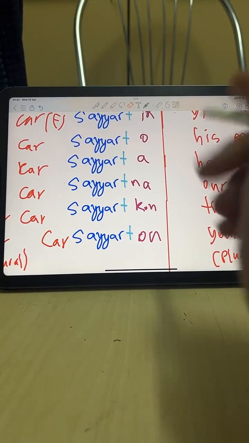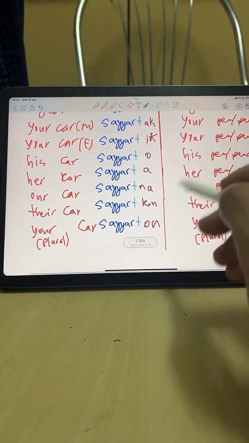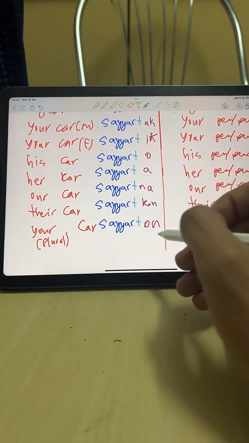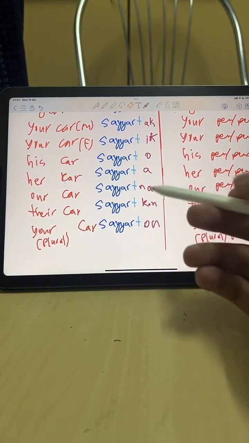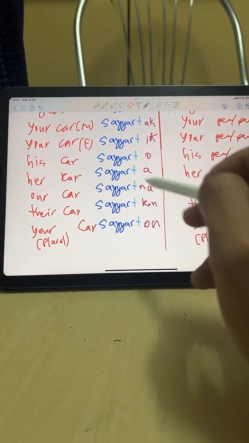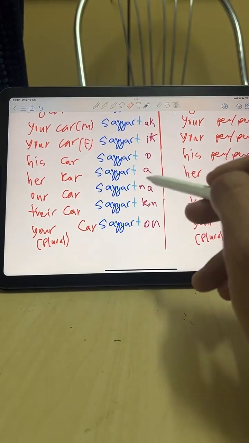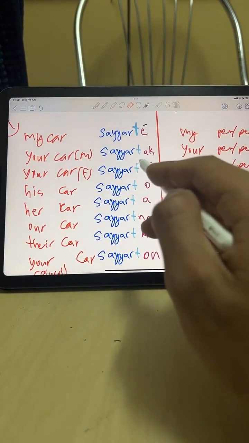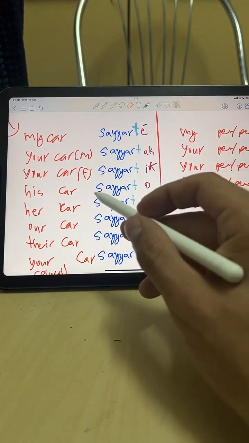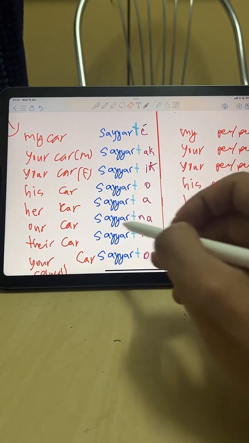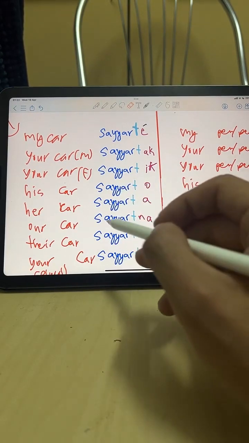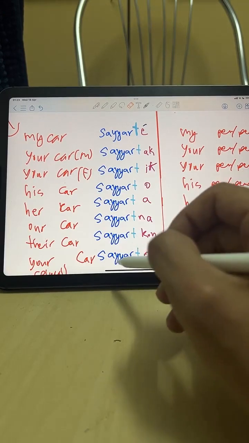So, as I said, the vowels, we don't really write them. But when we write in the Latin alphabet, we try to write all the vowels so the person can read them exactly as they're supposed to. But when I teach you the consonants, you will never go wrong with this. And any native speaker, when he reads this, will know how to read it. So, sayarte, sayartak, sayartik, sayarto, sayareta. Here, the pronunciation slightly changes. Sayareta, sayaretna, sayaretkon, sayareton.